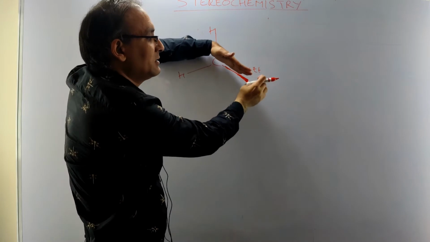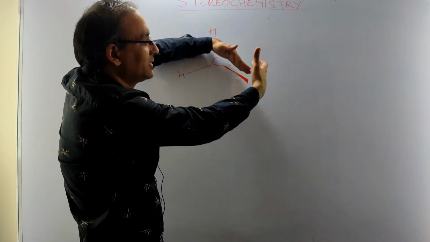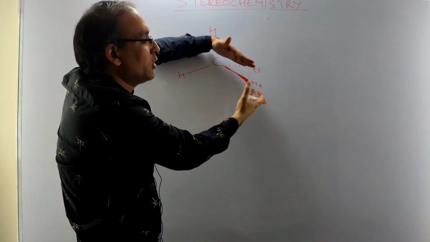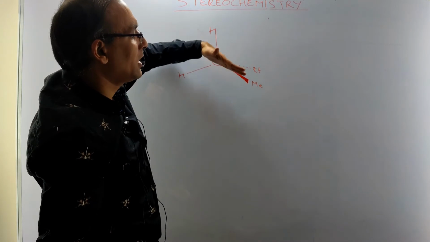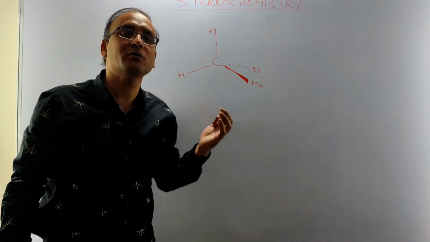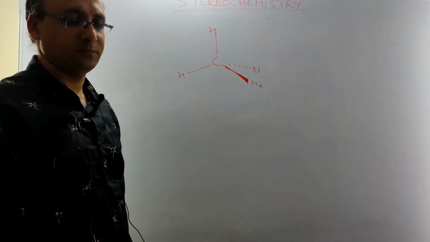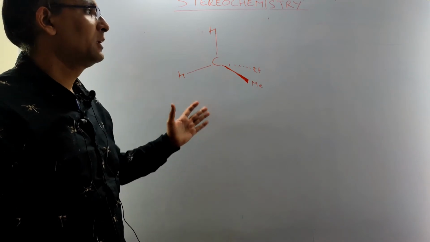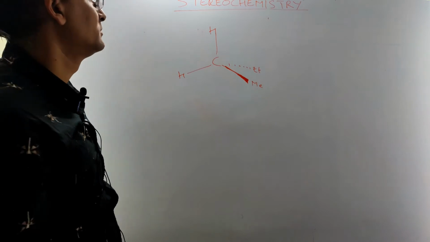If I see here, imagine this methyl. Methyl is a ball. Half of the ball is this side, half ball is that side. Similarly, ethyl, half ball is down, half ball is up. So on either side of the plane, it is exactly the same. So it is having a plane of symmetry. So this molecule cannot have a stereoisomer. How do I know? Let us draw the mirror image of it.